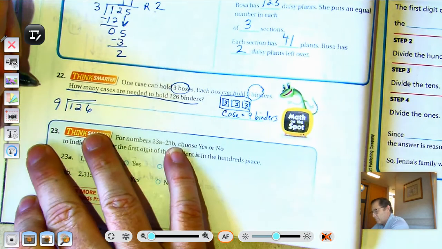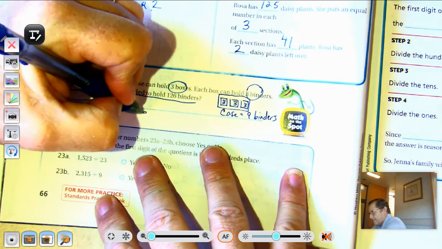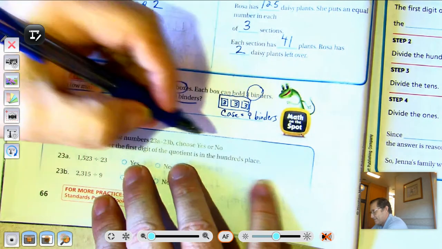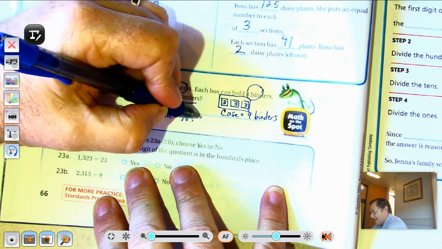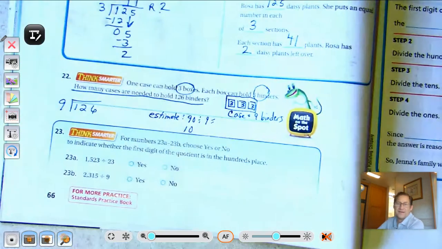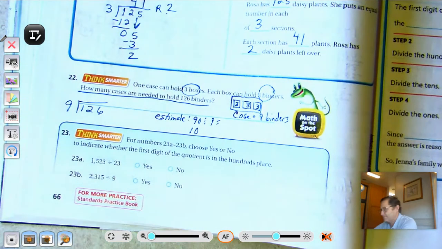Well, we might as well keep going with our estimate. I'm going to change 126 to 90 and divide by 9. 90 divided by 9, that's 10. So I'm going to have my answer about 10 cases.